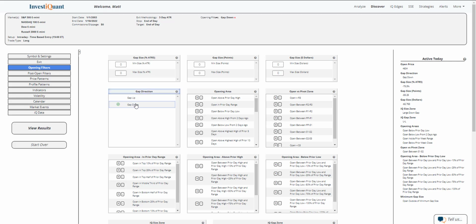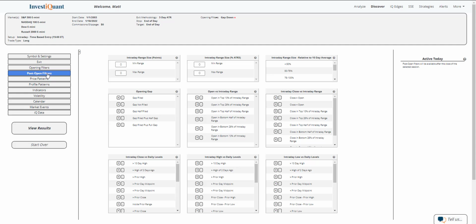I'm going to go to the opening filters and add that by clicking on gap down, and then I'm going to go to the post-open filters, and I'm going to say that the open is near the highs of the session. So I'm going to hit equals here for open in the top 25% of intraday range. And then I'm also going to go to the close and say that it's in the bottom 25% of the intraday range by clicking on this one. And the close is referencing the price at the time of entry. I've got the time of entry set to 3 o'clock Eastern time there. So that means at 3 o'clock, it would need to be near the lows of the session, or at least in the bottom 25 percentile of the range.